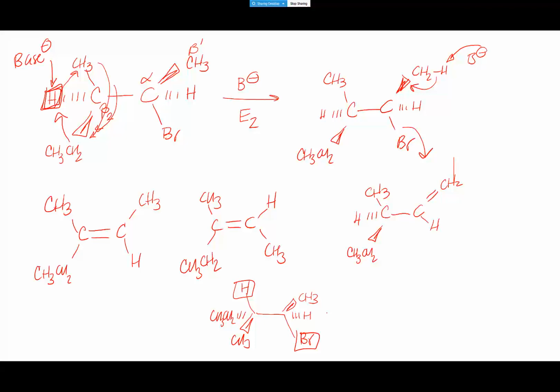Now is it in the right position? So E2 must go through an anti-periplanar transition state. So if that beta hydrogen is not anti-periplanar to the leaving group, you've got to make it anti-periplanar first, and then do the reaction. If you can't put that hydrogen anti-periplanar to the leaving group, then it can't be removed by the base.